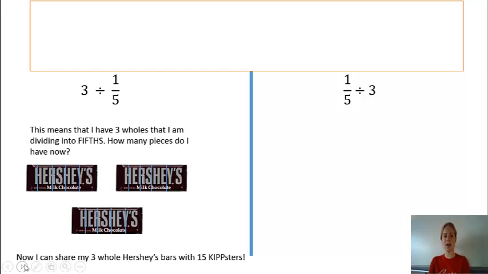Now let's look at the second example. It's the reverse. If you notice now, 1/5 comes first, divided by 3. So why don't you lock it up with your partner and tell them, what does it mean when it says 1/5 divided by 3? Remember, start with the fifth first. Lock it up, tell your story.